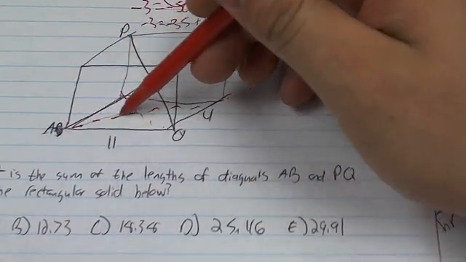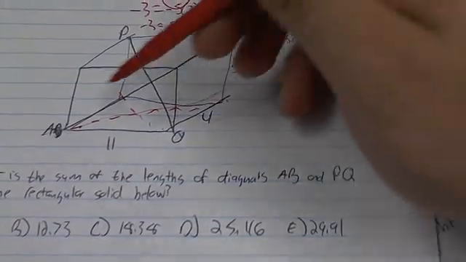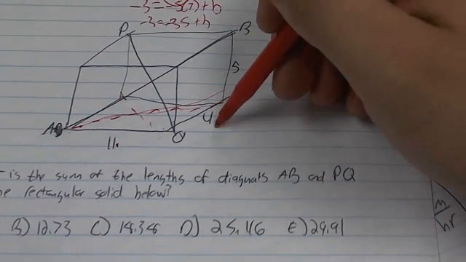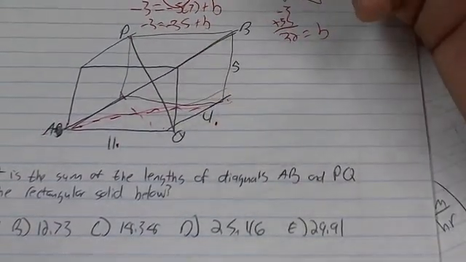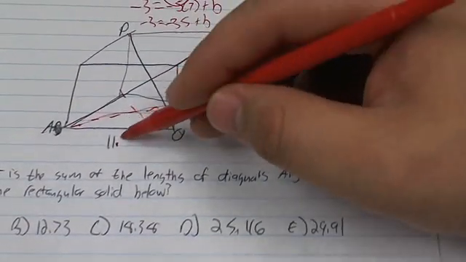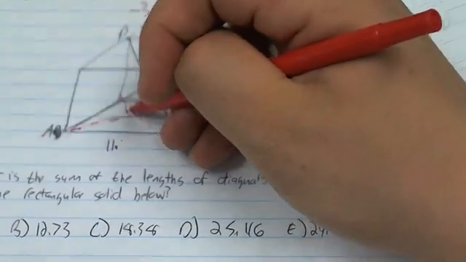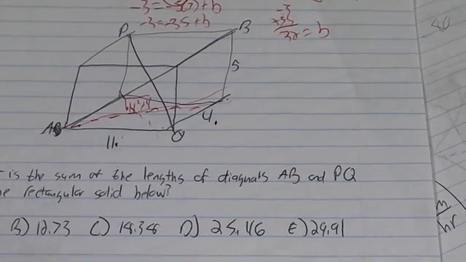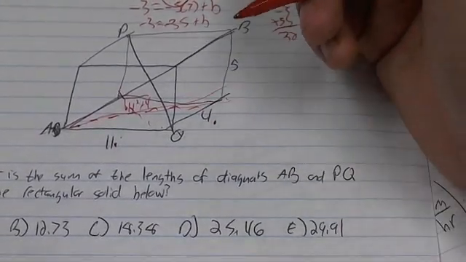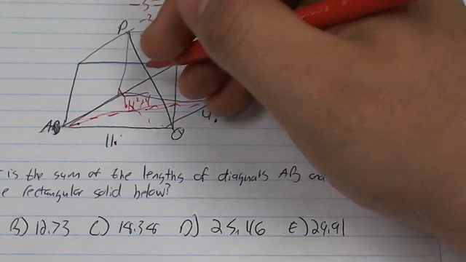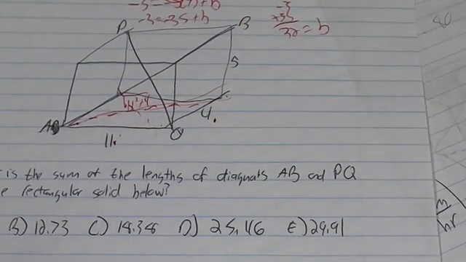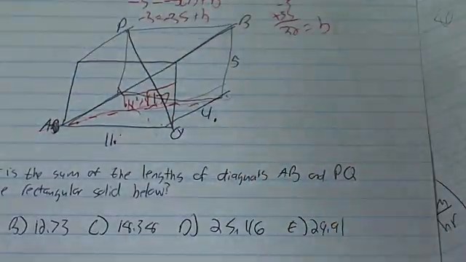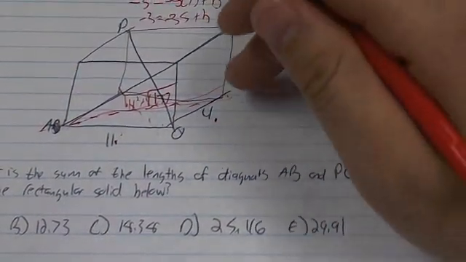So AB, we need this diagonal here. So the height is 5. So we want the base. We don't know what it is. So this is 11 and 4. So this again we have to use the Pythagorean theorem. So we have the square root of 11 squared plus 4 squared. All right. So the square root of that. Oh, we don't really need the square root, we just leave it squared. So that's 121 plus 16, which is 137. So this is the square root of 137. So now we have this. So now we add.